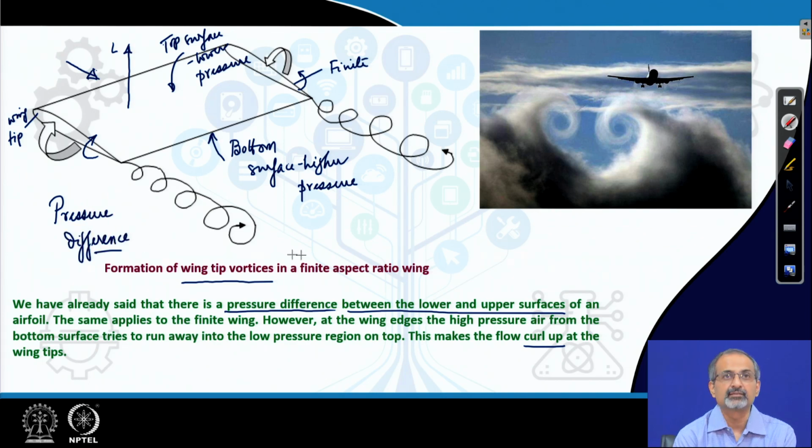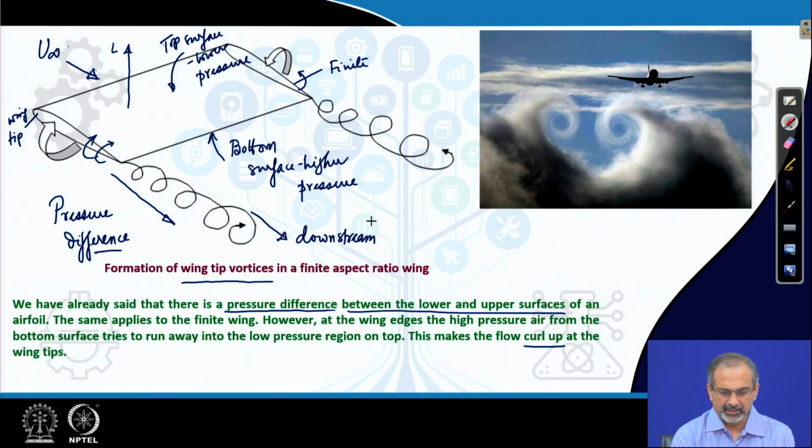What is the flow trying to do? It is trying to run away from the high pressure to the low pressure zone. That is the direction in which nature on its own would proceed. And as a consequence, there is a curling up of the flow. Remember that the flow is moving with respect to the wing, and therefore, as the flow curls up, it has a rotational character associated with it, which shows up in the form of a tip vortex, and that tip vortex gets transported, gets advected with the free stream. It moves downstream.